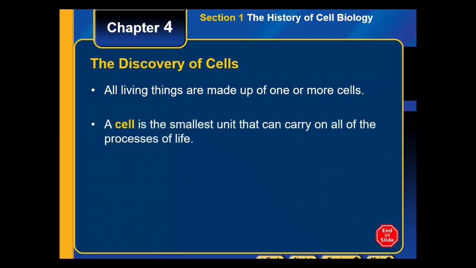The cell, as defined by this discovery, is the smallest unit capable of carrying out all the processes necessary for life. It is a highly complex and organized structure that performs a wide range of functions, allowing organisms to grow, reproduce, and maintain homeostasis.